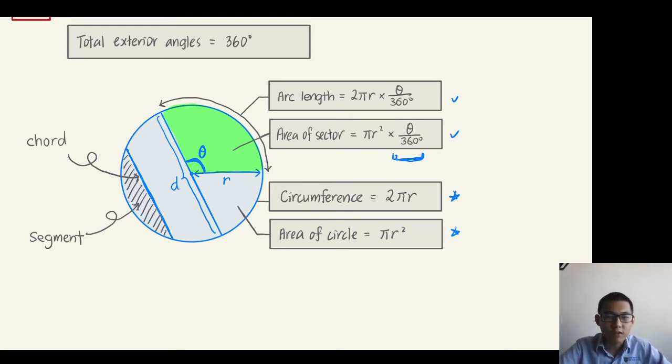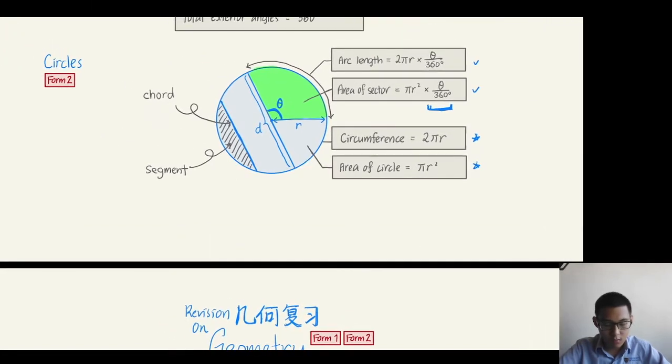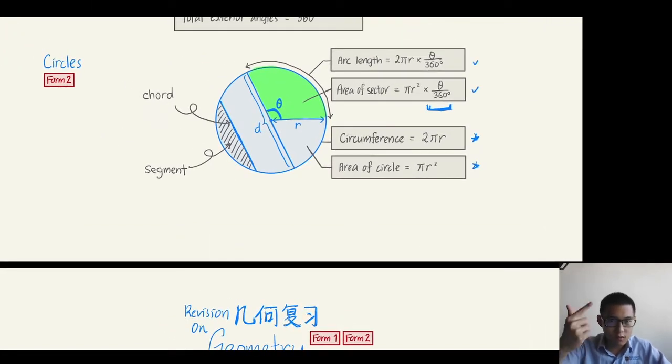So using a fraction, we can use our knowledge of fractions. In total we have 360 degrees. So how many degrees, how much portion do we need? That's the idea to find the arc length and the area of a sector. So this one you can try to memorize for circumference and area of a circle.